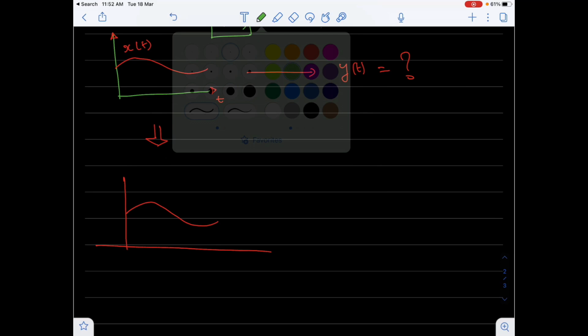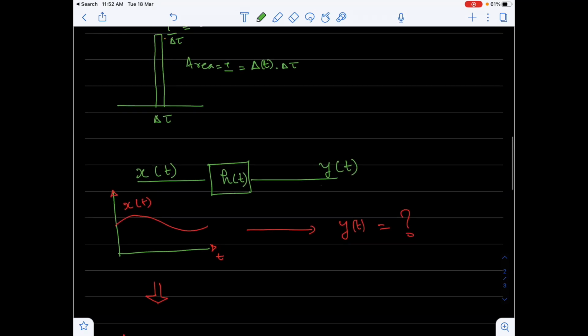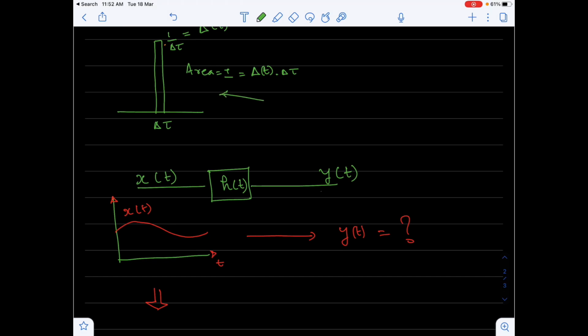What I will do is split the signal into small pieces like this, and each piece we can say is an impulse. It is an approximation of the impulse. It will become our actual impulse as delta tau tends to 0. We will do this approximation at last; we will apply the limit delta tau tends to 0 at the end.